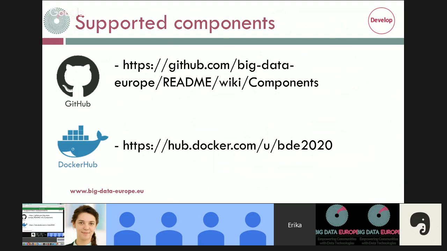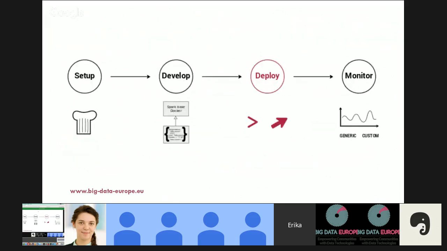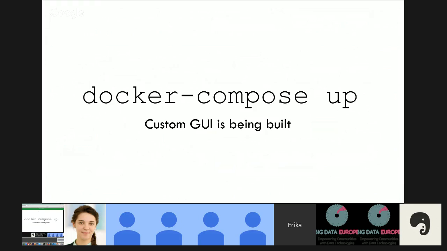Once you have your pipeline, how can you deploy it on the platform? Well, that's just one single command, docker-compose up. Okay, I must admit that the command line is maybe not that user-friendly, not that easy to use. We looked around, and currently there seems to be no graphical user interface available that serves our need. So we're looking into building our own custom user interface so that the user can very easily configure his pipeline and deploy it on top of the platform.